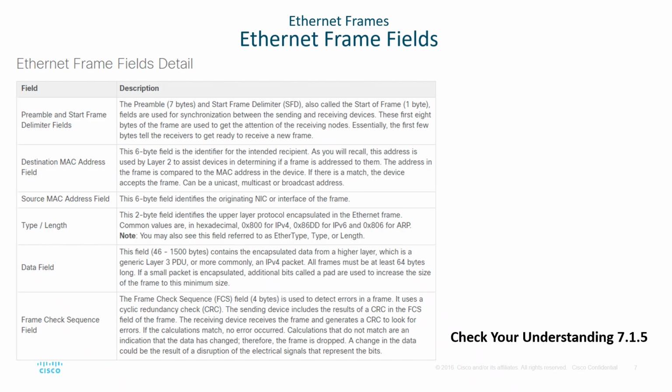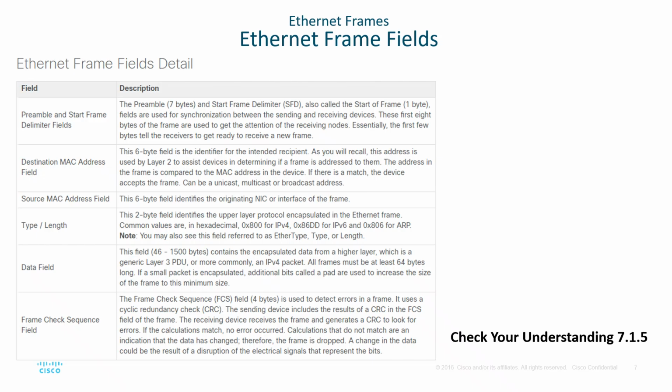So again, your preamble and start frame delimiter fields. It is 7 bytes of information. It is also called the start frame, which is 1 byte, used for synchronization between the sending and the receiving devices. So the first 8 bytes of the frame are used to get the attention of the receiving node. The first few bytes tell the receivers to get ready to receive that frame.